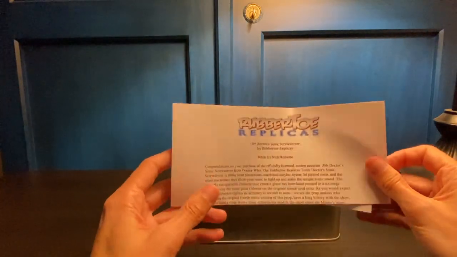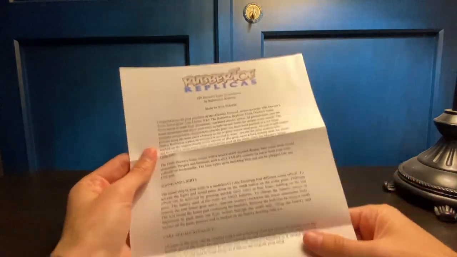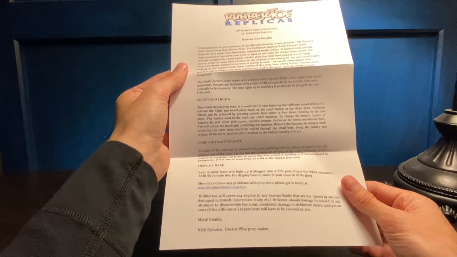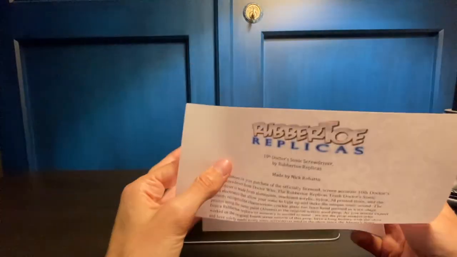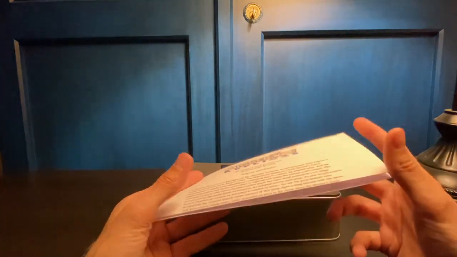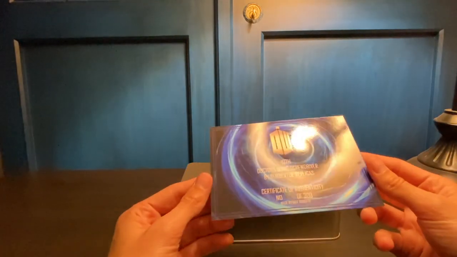Next, we have a letter. All right, so this is all the care instructions, basically, for both the sonic screwdriver and the display base. And, you know, the usual stuff he usually sends along so that you can always have this prop for quite a long time and take care of that in your own collection.